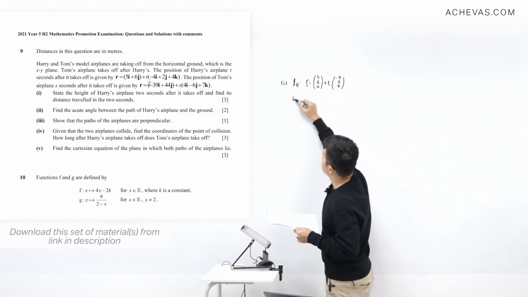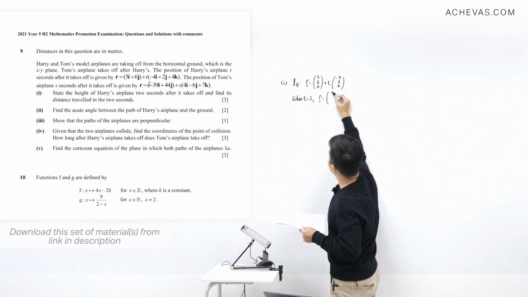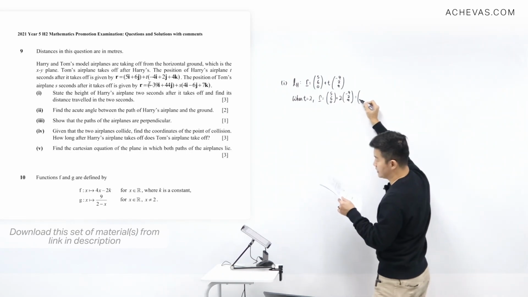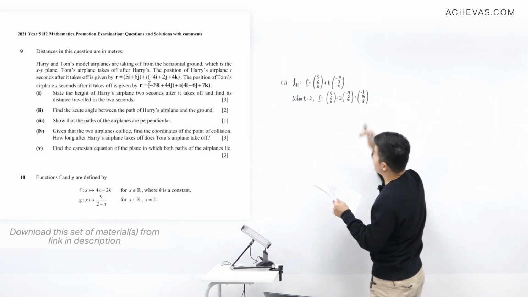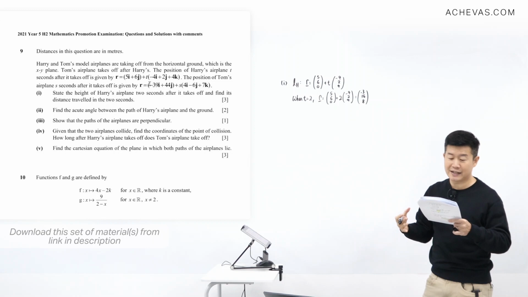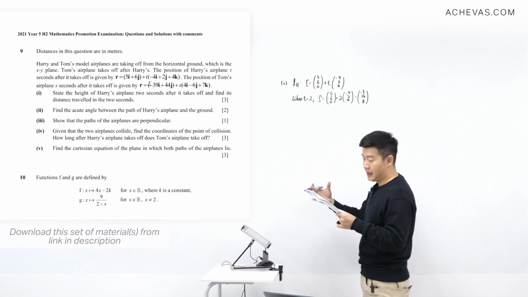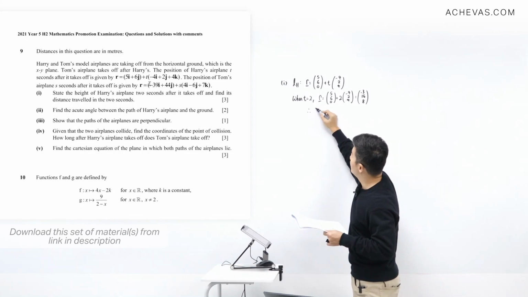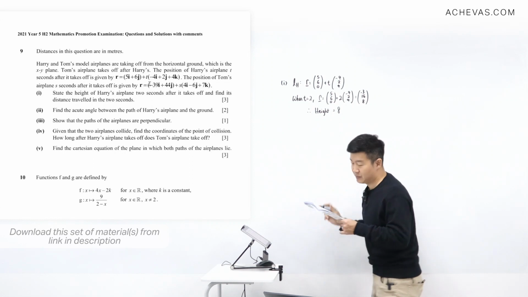So 2 seconds later, that is when t is equal to 2, the position vector of the plane will be 5, 6, 0 plus 2 times negative 4, 4. And this is equal to negative 3, 16, 8. This is the position vector of the plane, but the question is only asking for the height of the plane. So the height experienced by the plane is just the z coordinate of the plane. Therefore, the height required by the question is going to be 8 meters.